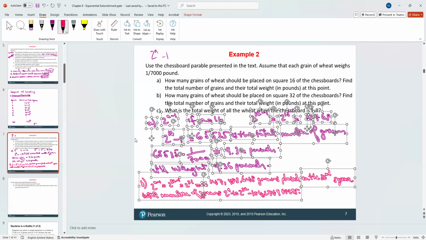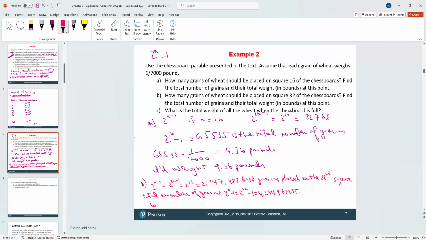Okay. So the weight would be, you take this number, 4,294,967,295, times 1 over 7,000. So what would be the weight? Yes, this weight is meaningful. It is 613,567 pounds. So that will be the way.